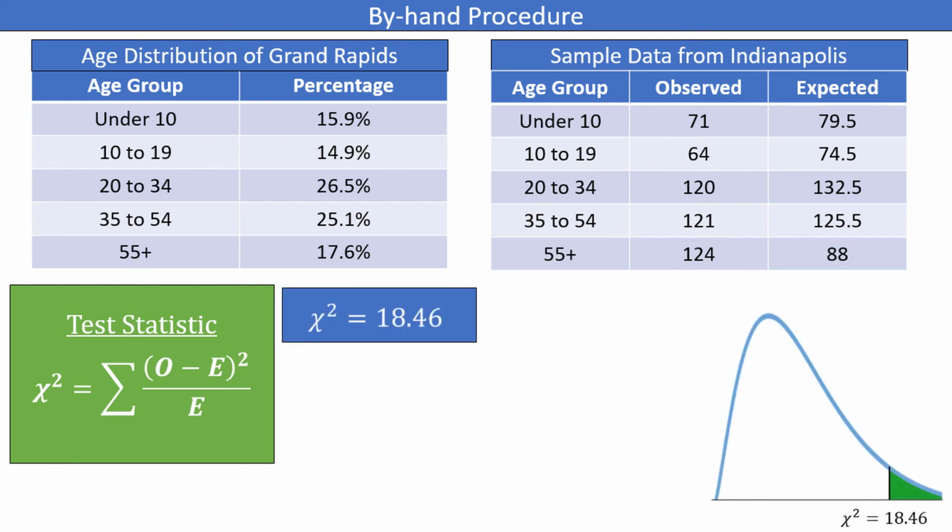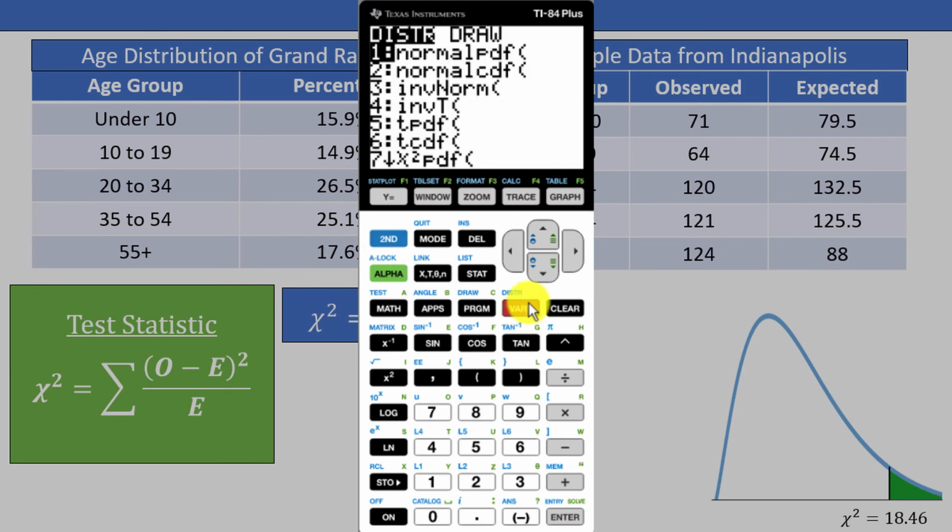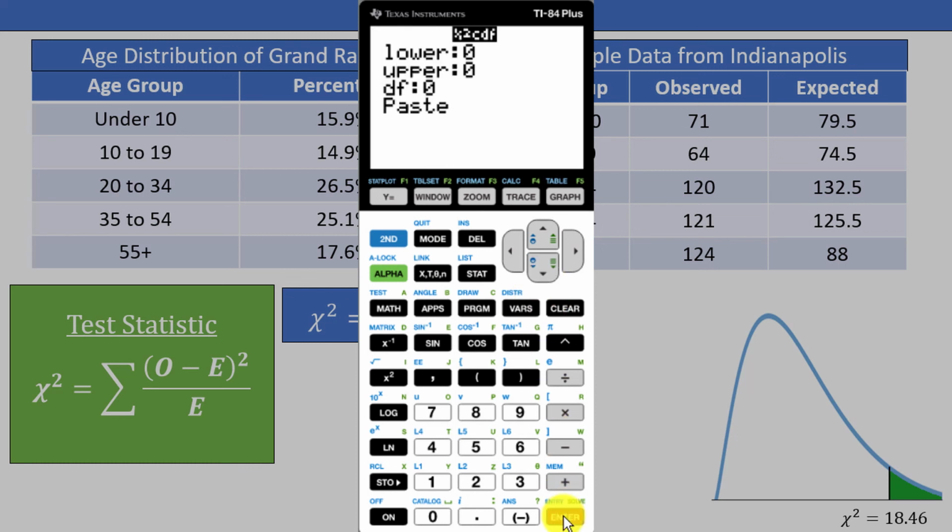To find the p-value, we need to calculate the area in the right tail of the chi-square distribution, greater than 18.46. You can do this using probability tables or computer software, but the TI-84 calculator has a function called the chi-square CDF function, and that can help us find the p-value. To get to chi-square CDF, press second, then press distribution under the vars key, scroll down until you see chi-square CDF, and press enter. The lower bound is the lower bound of the shaded area on our graph, where the shaded area starts, which is the chi-square test statistic of 18.46.